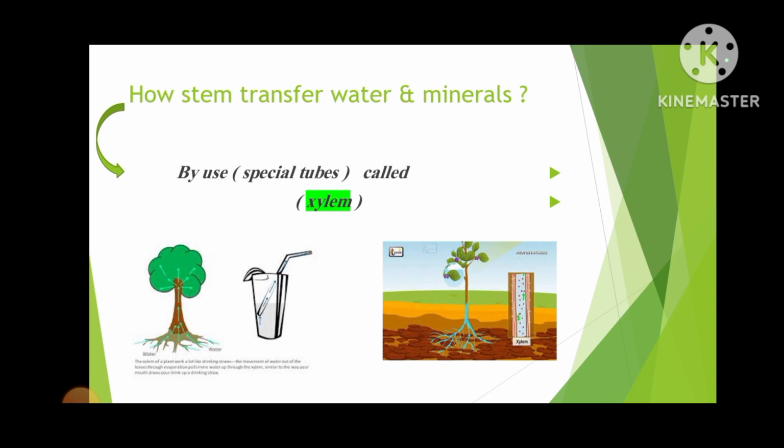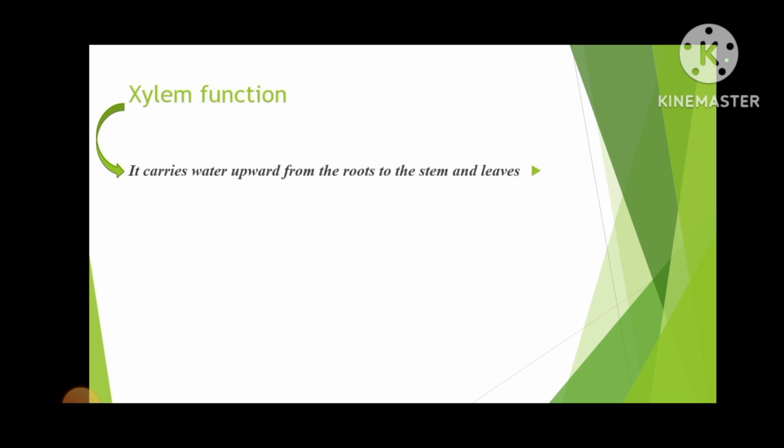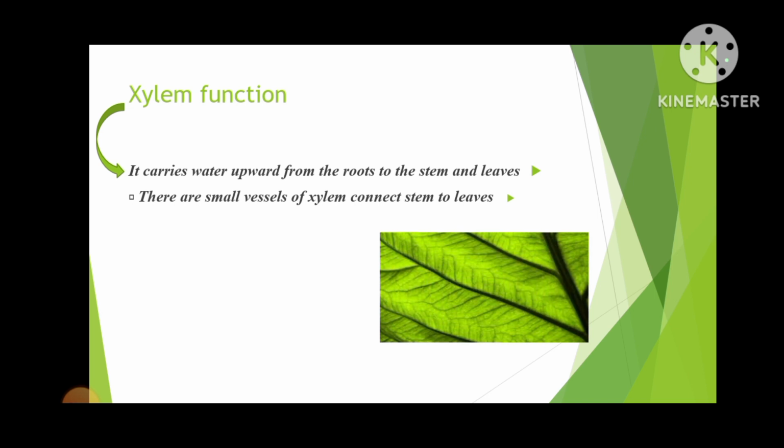Xylem are tiny tube or vessels that take water and nutrients from the root to the leaves, like chalumeau. We use chalumeau absorb water or juice from the cup. It's the same thing. Stem take water and nutrients from under the ground, from root to upward to the leaf. So xylem function, it carries water upward from root to the stem and leaves.